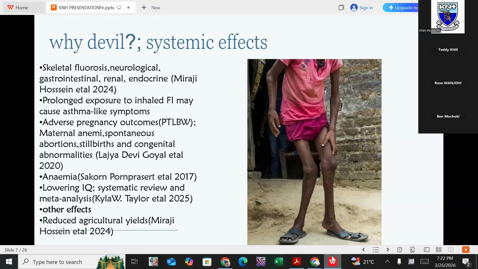In advanced cases, like what I have on the photo, you can have severe bone deformities, spine rigidity, etc. You can have difficulties in walking. For example, this person, you can see a photo taken, although they extracted it from the internet, but it's a real case from Baringo. Neurological effects.